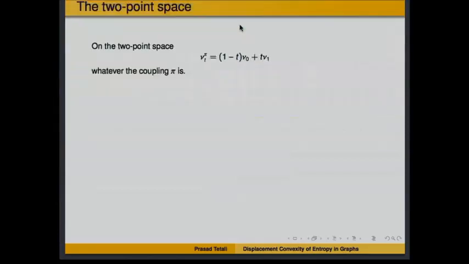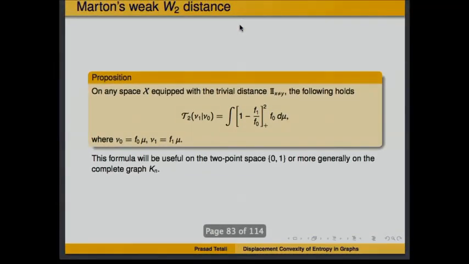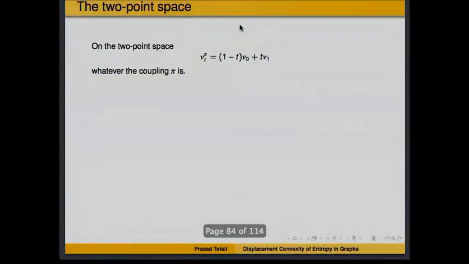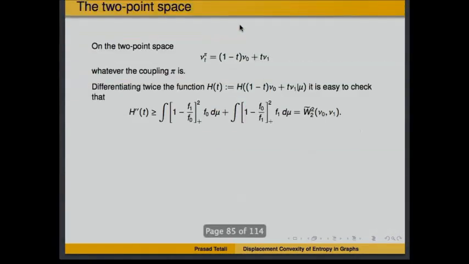Okay, there are some remarks. You can ask, okay, what is this distance T2, the distance on the measured space, if you have a very simple distance, 0, 1, right? Okay, then it turns out it's not so strange, which is relevant for the two-point space.